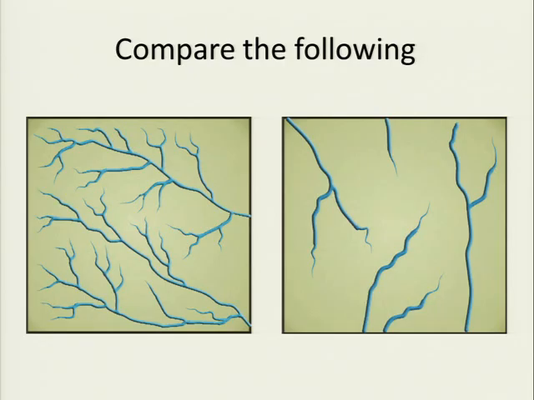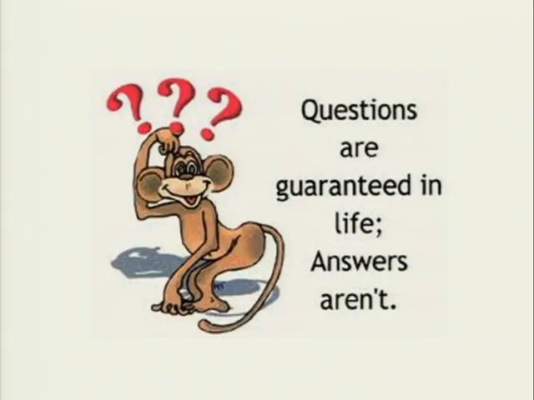So if you look at that picture, it's got the same area. So it's the same amount of ground cover. But the stream on the right-hand side is far less than the one on the left-hand side. And therefore, we say that the drainage is less. The stream density is less.